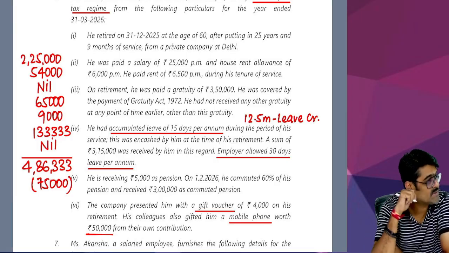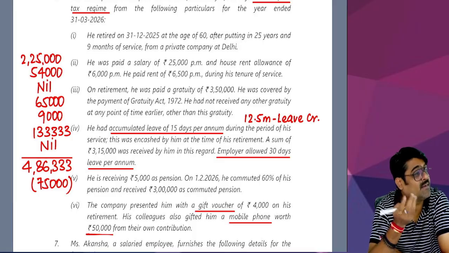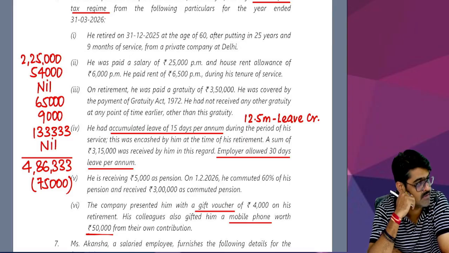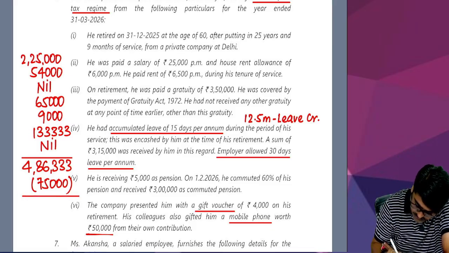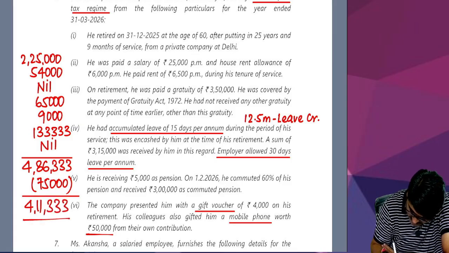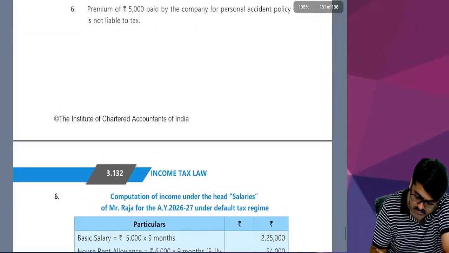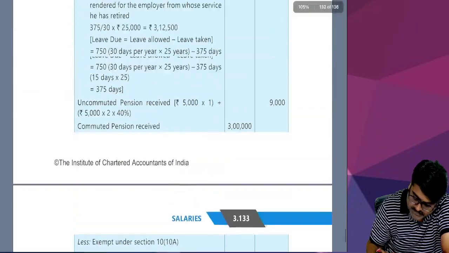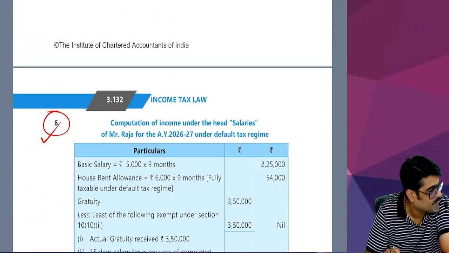Will he get any professional tax reduction? First of all, no professional tax is paid. And second, he is following 115 BAC. Understanding? So how much will be the final amount? 4,11,000. This is the taxable salary. Let's check the final amount. Question number 6. 4,11,333. Question number 6. Answer is done.